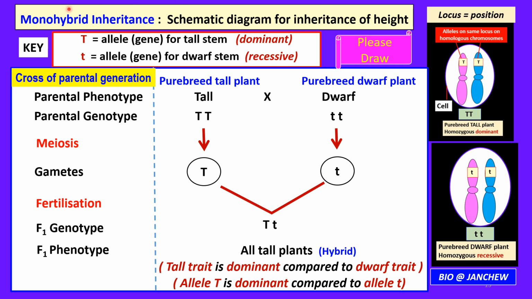Now the tall plants are also called hybrid plants because they have one dominant allele and one recessive allele. Hybrid means like mixed breed. Okay, so it's no longer pure breed because it has two different alleles, one dominant allele and one recessive allele, as compared to the pure breed plant, which has only one type of allele, either big T or small t. Okay, so the plant that has the genotype big T small t is a hybrid plant, mixed breed.